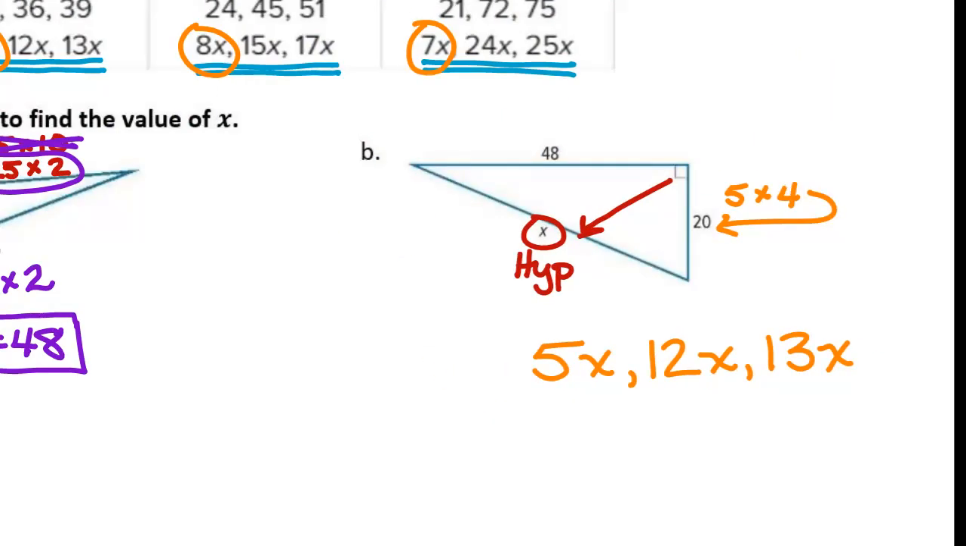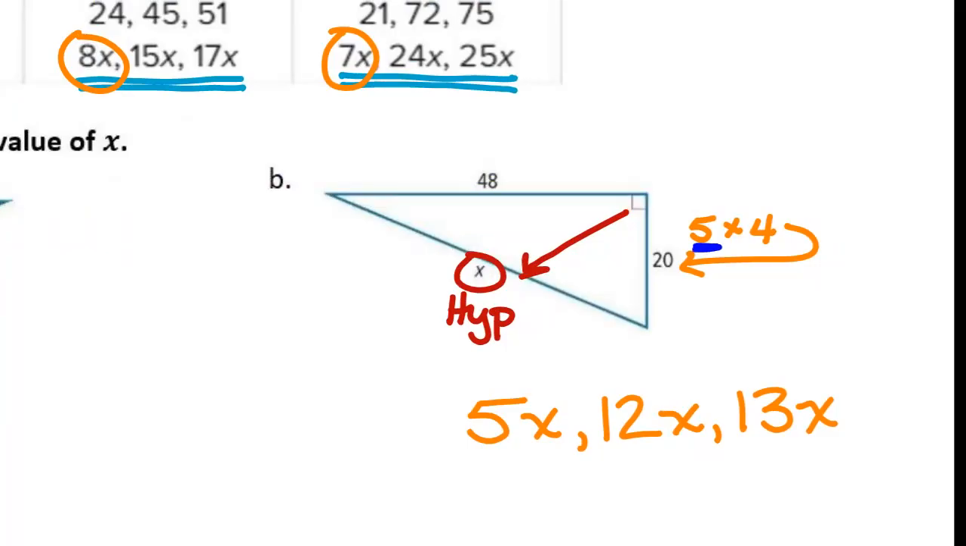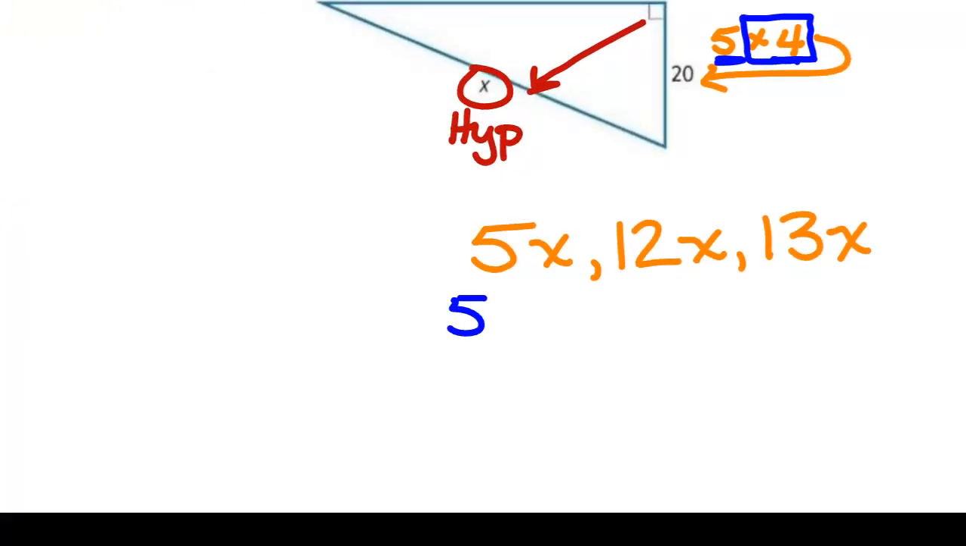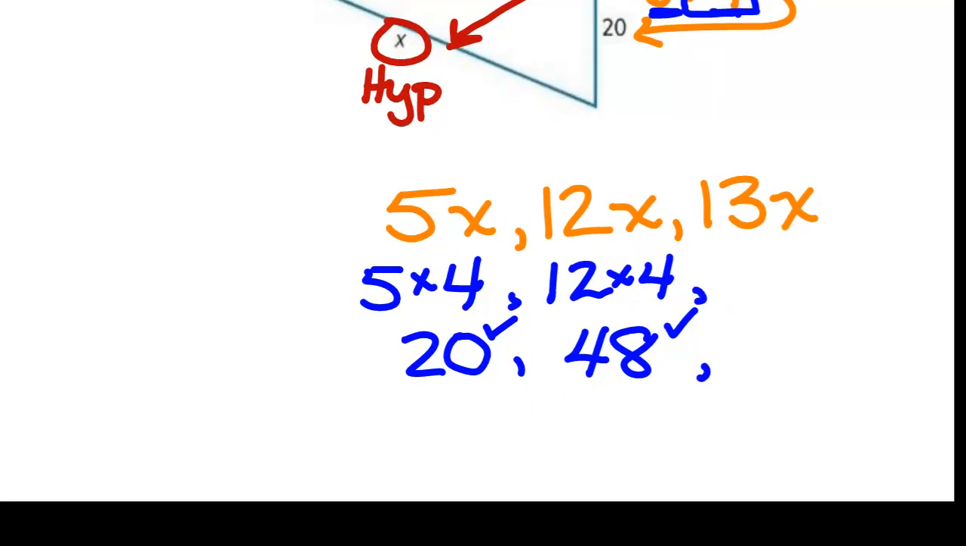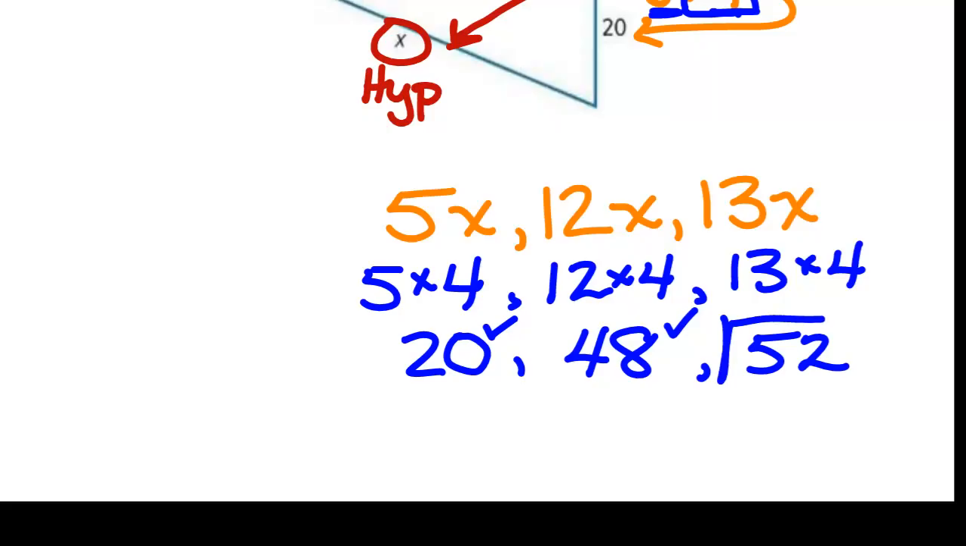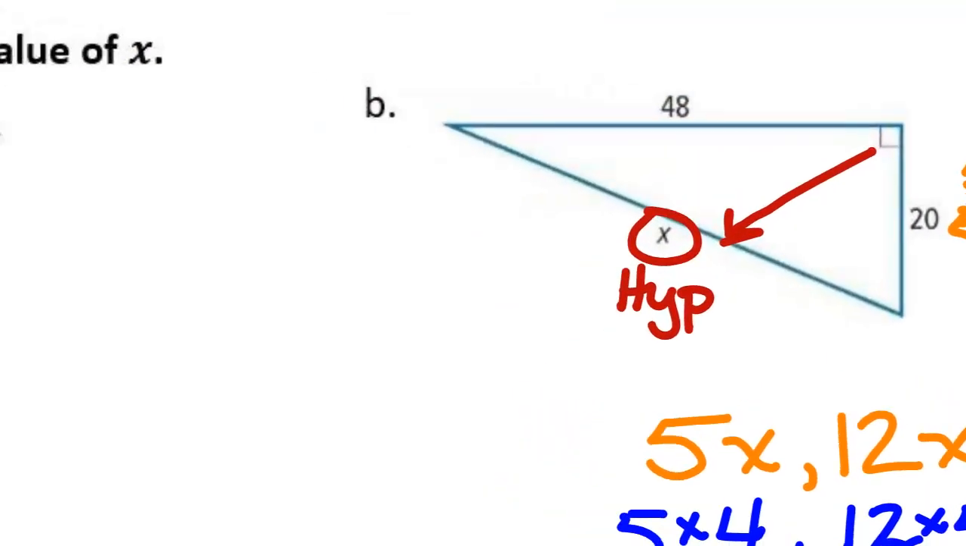And we figured out that the x has to be what here? We said it's going to be 5 times, what gives me 20? 5 times 4. So 5 times 4 to get 20. That means we would have to do 12 times 4. That gives me 48. Is that my other side? Okay, so we've got this one, which must mean that last number, my hypotenuse, would be 13 times 4, which is 52. So x is 52.